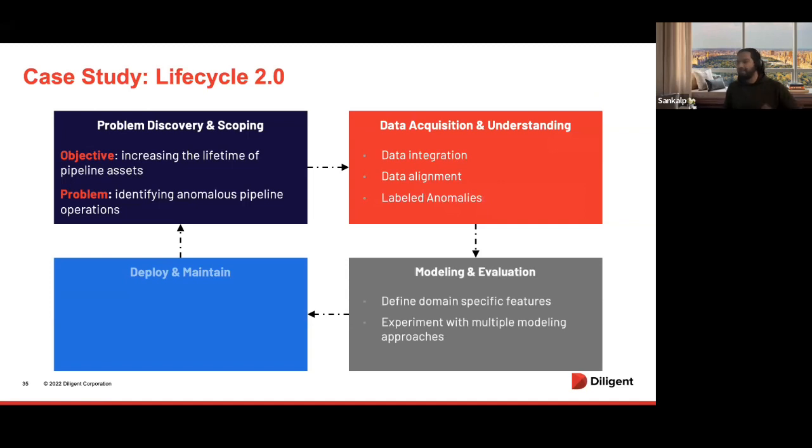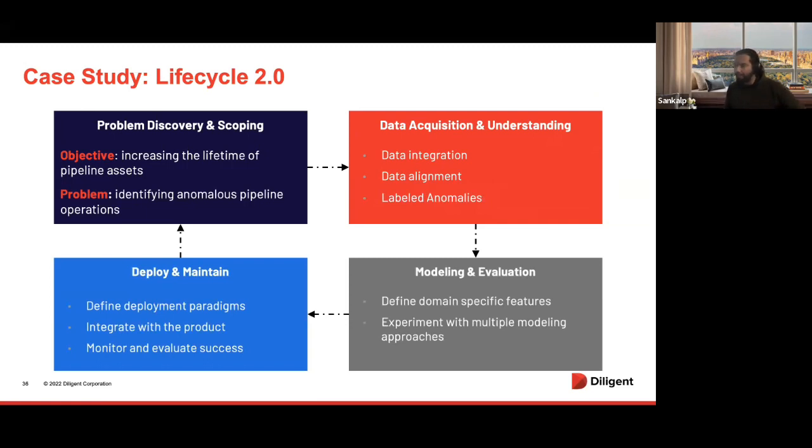So let's say this is where you try to define some domain specific features, you run your experiments, do different kinds of modeling, everything seems fine, and you move into the final phase, which is, as we just saw, defining what exactly your MVP is, defining what your deployment paradigm is.